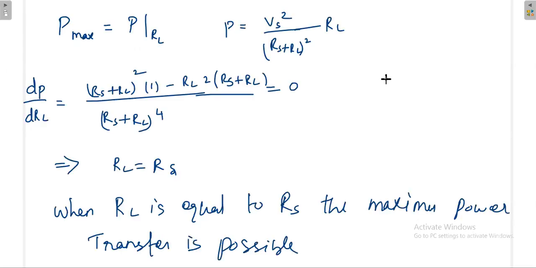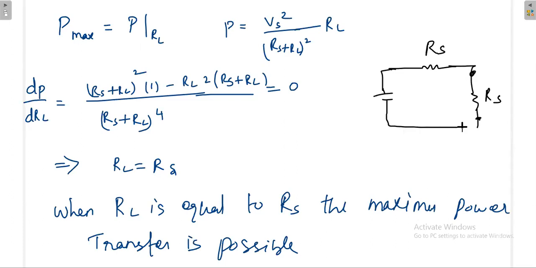Now the next question arises when RL is equal to RS. So what you have concluded finally, when this is RS, so this is also RS. But this is the load point, and for the load you have connected RS, because at that time you will get the maximum power transfer. Now if it is Vs, then what is the maximum power transfer? Under this condition, what is I? I is equal to Vs divided by 2Rs.